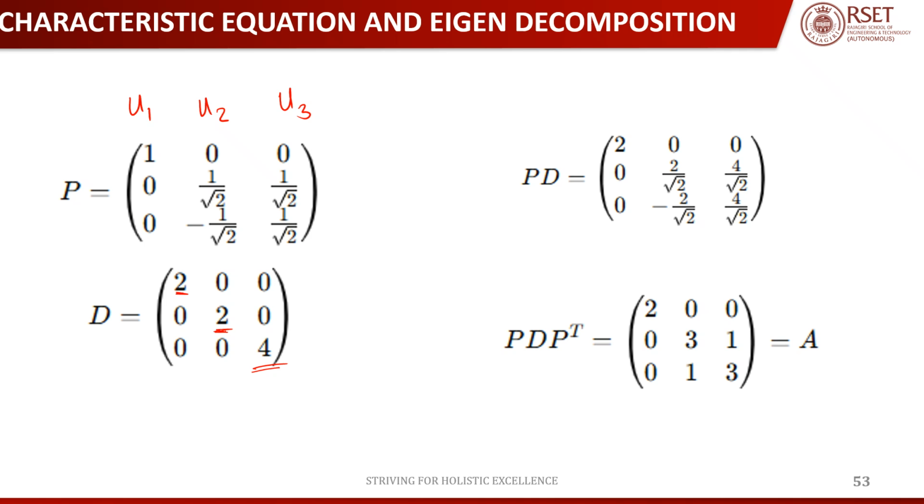You find D, and now you verify P D P transpose. So you multiply P, D, P transpose. P into D gives you this particular matrix, and then multiplying it by P transpose, taking the transpose of P and multiplying, you will get A. Hence the spectral theorem is verified.